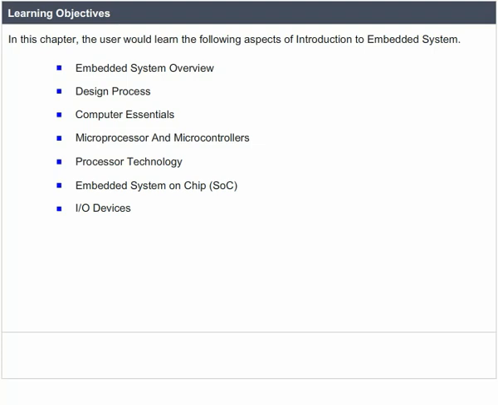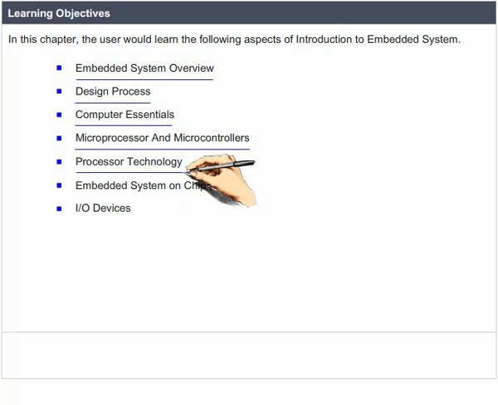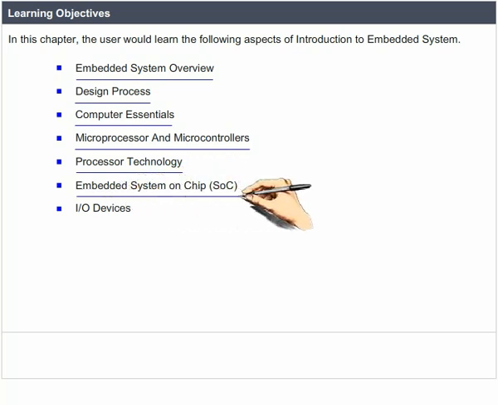Learning objectives. In this chapter, the user would learn the following aspects of Introduction to Embedded System: Embedded System Overview, Design Process, Computer Essentials, Microprocessor and Microcontrollers, Processor Technology, Embedded System on Chip, Input-Output Devices.